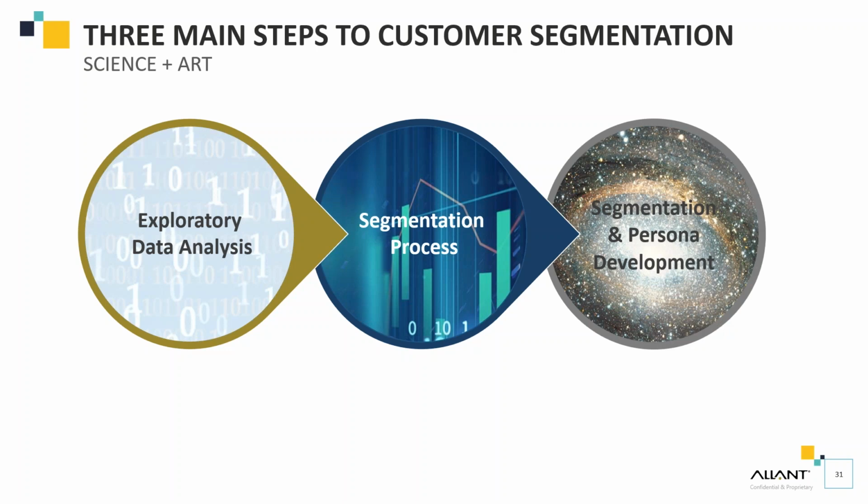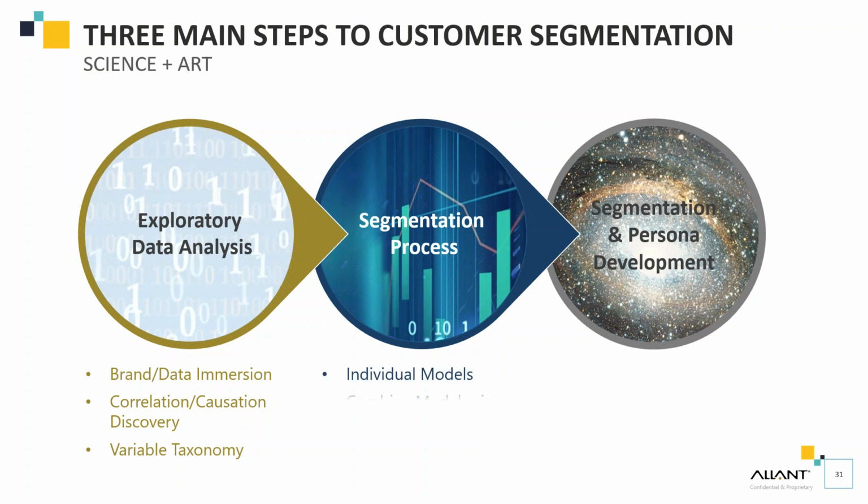All right, the three main steps to customer segmentation, which throughout a lot of the process really involves science plus art, start with exploratory data analysis. It's really where you want to immerse yourself in the brand and discover some correlation and causation of those data points, and then move on to the segmentation process, where you have a bunch of individual models. You can combine all these models into an ensemble segmentation, right? And then you want to have a champion model in the end. Now you could do a segmentation and see what 4 segments might look like, see what 7 segments look like, see if it makes sense even to go to 10 segments.